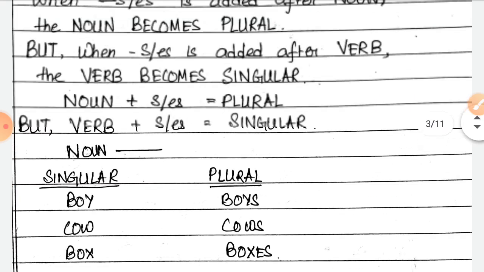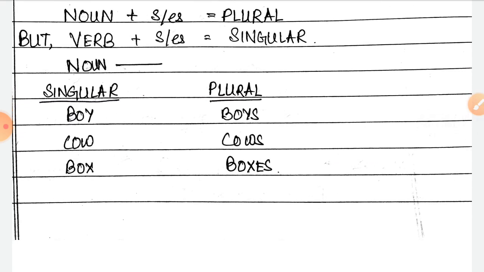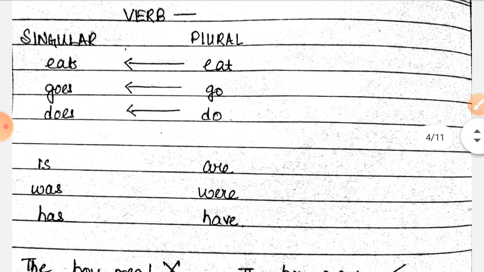So you have to remember this thing. Noun plus S and ES equals plural, but verb plus S and ES equals singular. So it is opposite in the case of noun and verb. Boy is a singular noun and boys a plural noun. But eat is a plural verb and eats is a singular verb. So all these verbs, eats, goes, does, where S or ES is getting added, they are turning into singular verbs. And these plural verbs will go with what? Plural nouns. What are the plural nouns? Boys, cows, boxes. Plural verbs will go with plural nouns and singular verbs will go with singular nouns.